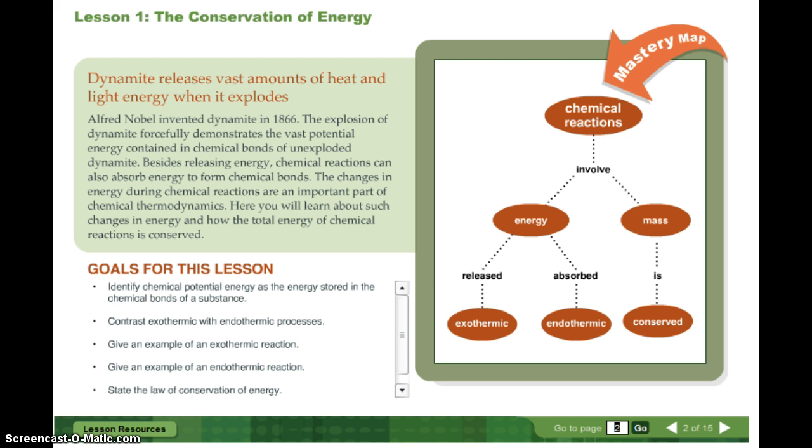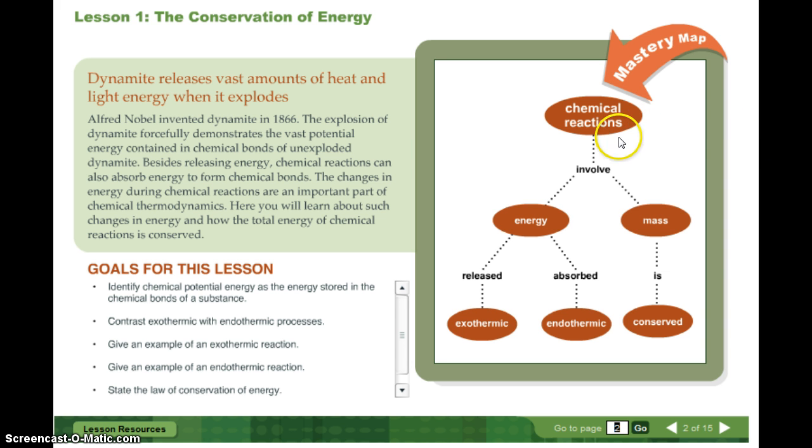Besides releasing energy, chemical reactions can also absorb energy to form chemical bonds. The changes in energy during chemical reactions are an important part of chemical thermodynamics. Here you will learn about such changes in energy and how the total energy of chemical reactions is conserved.